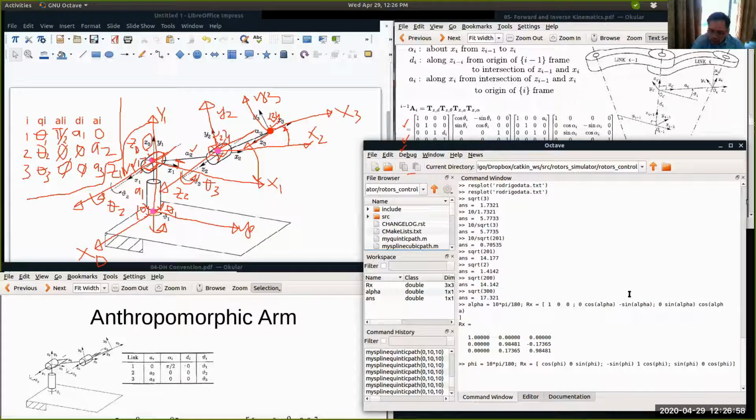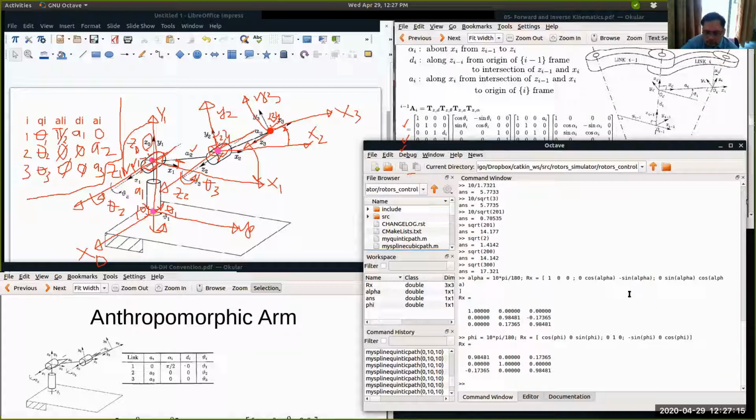No. Wait. That is 0 because y. This is rotation about y. Okay. So y will be 0, 1, 0. And up there cosine 0. And okay. Now here, down here is minus sine. And then 0 cosine. Yeah, correct.